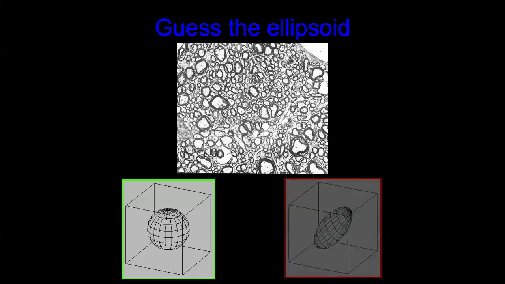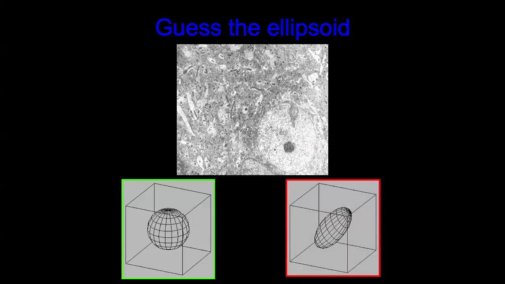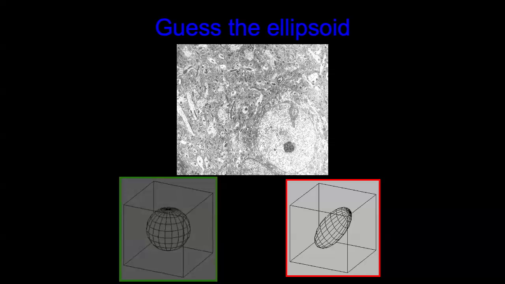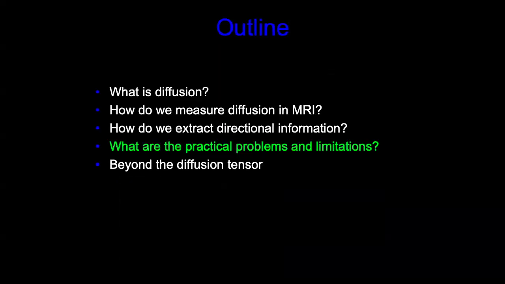It's this one. Okay, and then the gray matter, which is much more heterogeneous, do you think more spherical or more prolate? Yay! You guys have done very well.